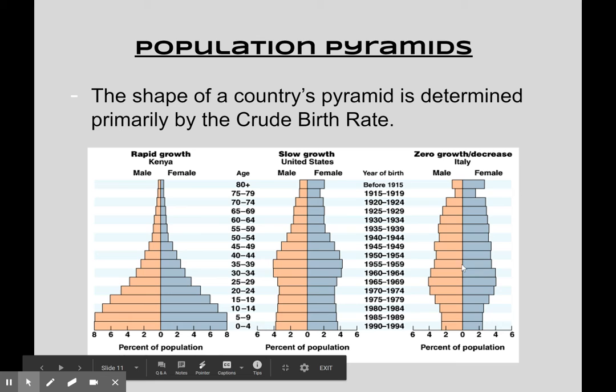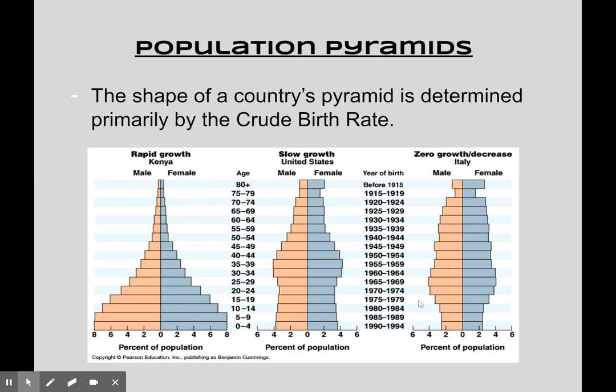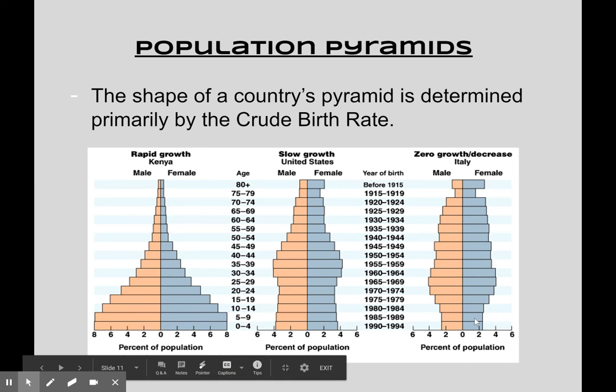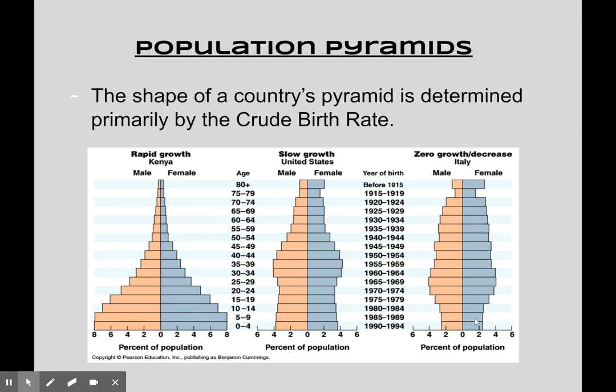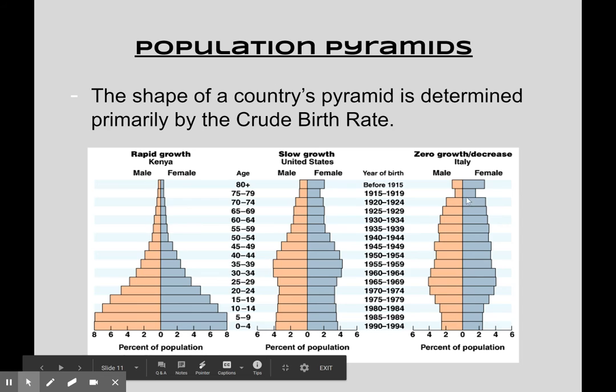And then you look at Italy, where there's really zero growth and kind of a decrease in population. So less people are being born than are dying. Less people are being born, and people are getting older and not dying as fast. So it's harder for them to get replaced. So their birth rate is lower.